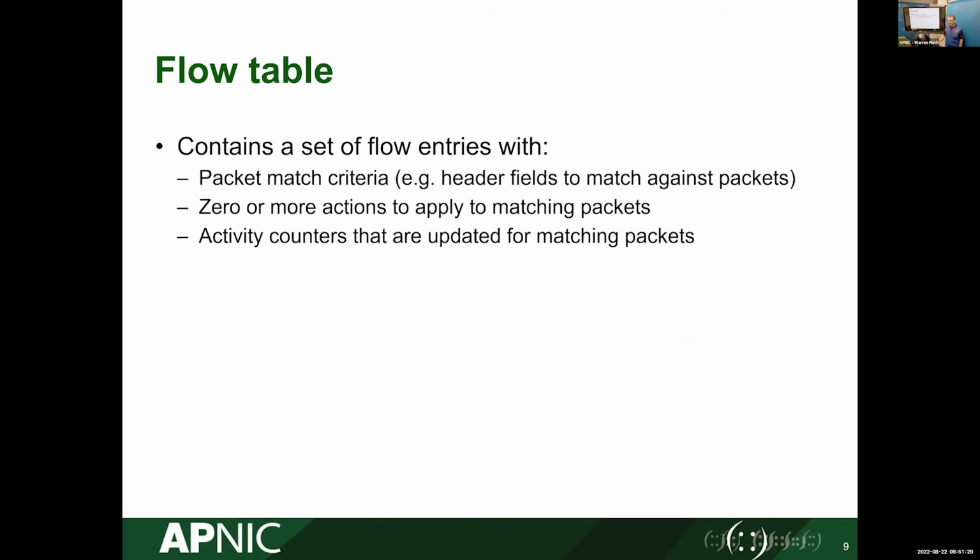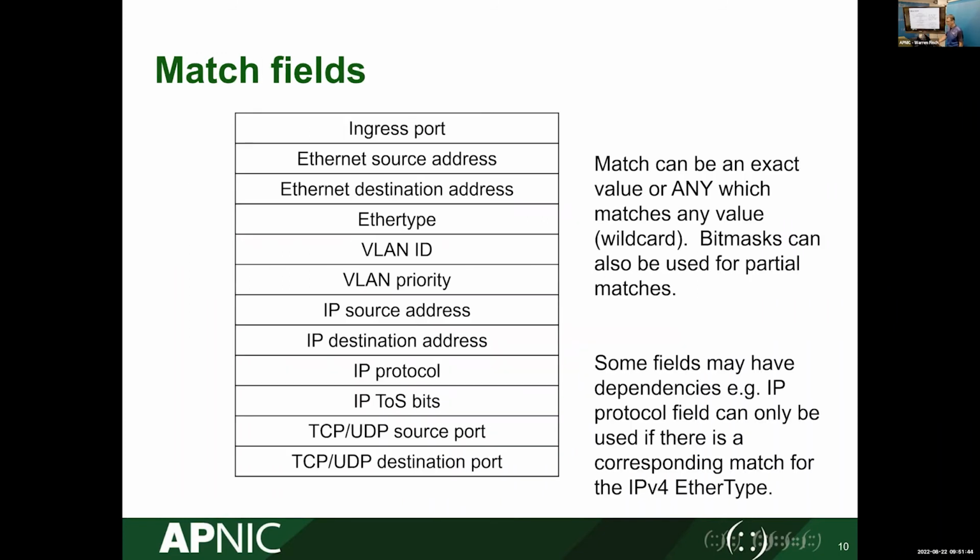So we have the flow table, which will have the packet match criteria, that is the header field. It's going to have one or more actions associated with that header field that you're matching on, and any counters related to that. So we've got these match fields: things like our ingress port through to our MAC address details, the ether type, the VLAN details, our IP addressing details, and what ports you're going to be using.